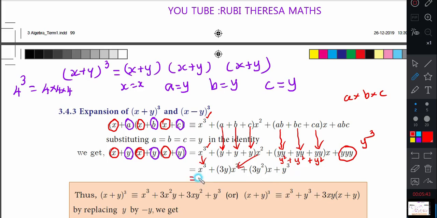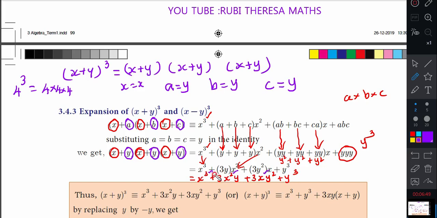So, how can we write it finally? x cube plus 3 x squared y. Just here, interchanging the place, because the commutative property is possible. So, 3 into x squared into y, both are same. Next one, plus 3 into x into y squared, plus y cube. The exponent of x is decreasing: x cube, x squared, x. The exponent of y is increasing: y to the power of 1, y squared, y cube. So, x cube plus 3x squared y plus 3xy squared plus y cube.